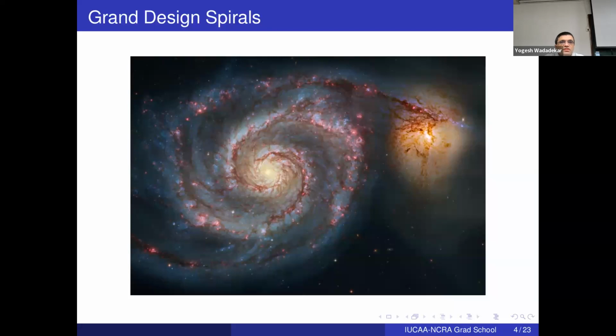So this is, of course, a good example of a grand design spiral, M51, the Whirlpool Galaxy, one of the nearest grand design spirals, and also very nicely face on. So you can see the spiral structure almost perfectly. And this, of course, is a nearby companion. But the main galaxy is here.